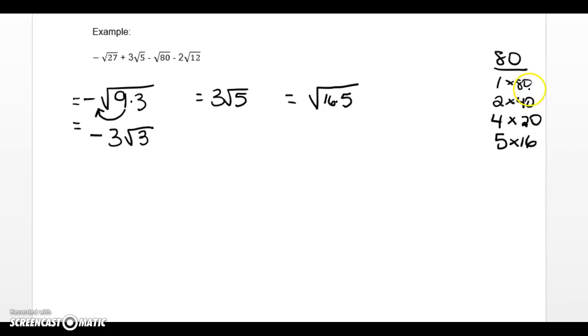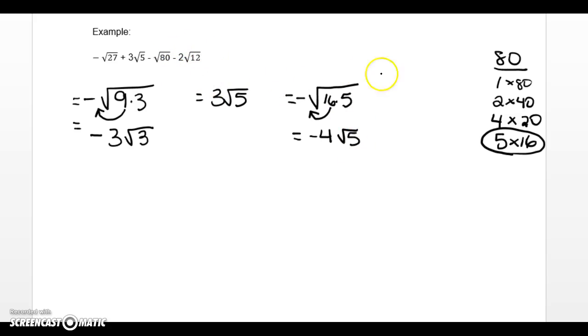And then what you want to do is try and find which one of these is a perfect square. In this case, our 16 is perfect. So we're going to rewrite it as 16 times 5. So we can pull this 16 on out. And I won't forget this one here is a negative square root of 80. So the square root of 16 is 4, so we can write negative 4 square root of 5.